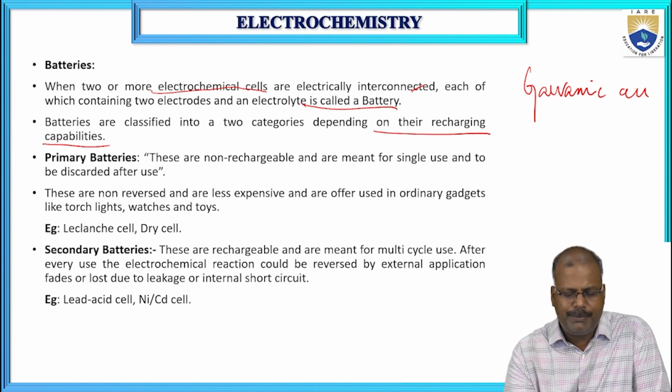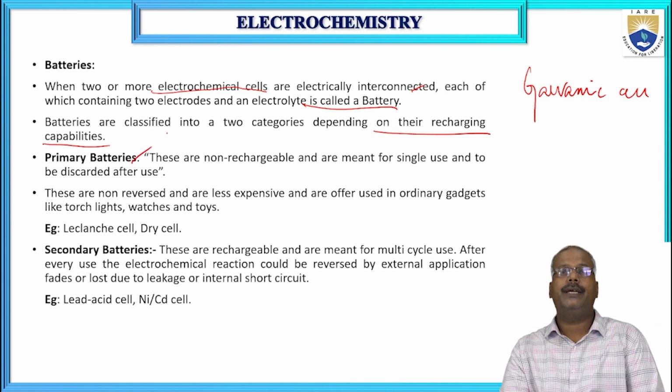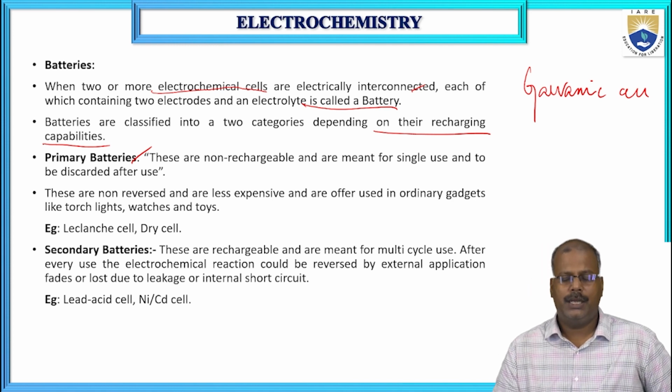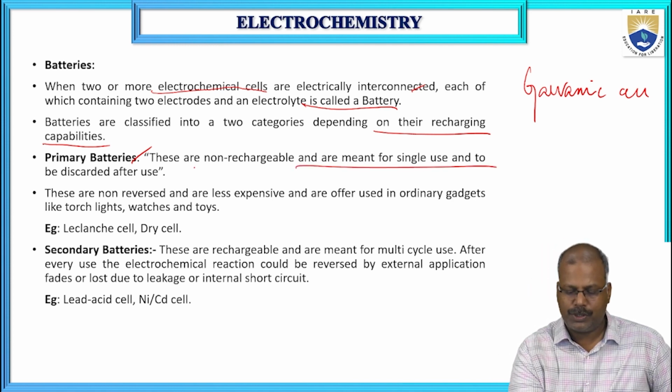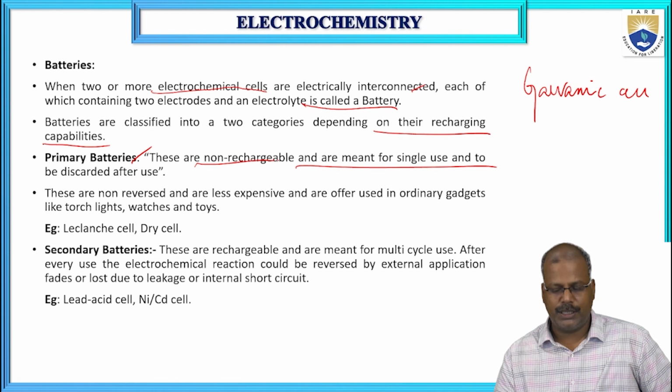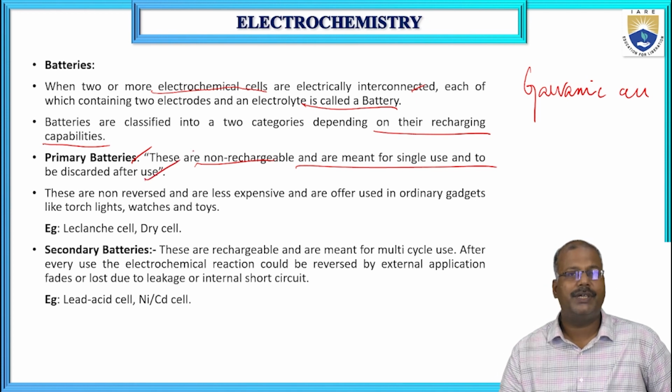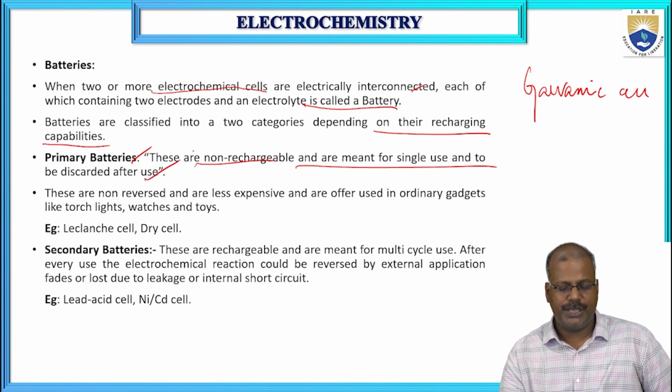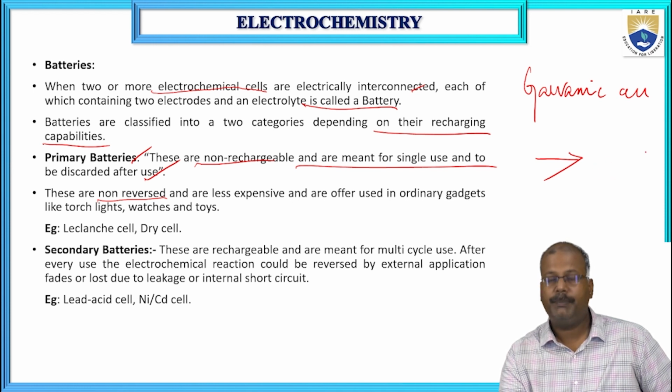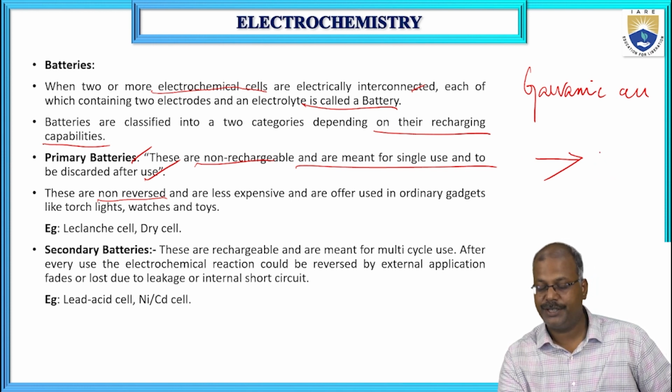Okay. So primary batteries normally come under the category of non-rechargeable and are meant for single use, to be discarded after use. These are non-reversible, meaning the reaction goes only one way. That is, the reactant gives products, which is the forward direction reaction, and it is giving power.